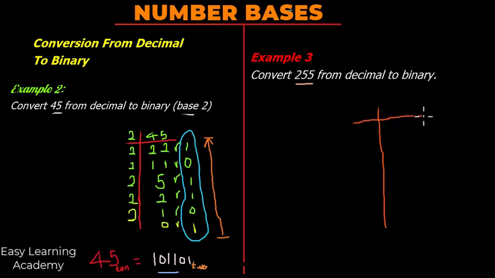Okay, so we're going to divide 255. We're dividing using 2. So we have here 255, and we are using 2 for our division because we are changing it to base 2. We keep dividing and taking note of the remainder.